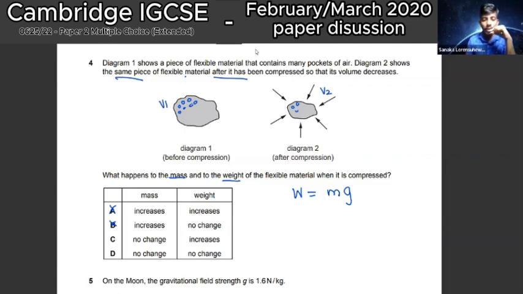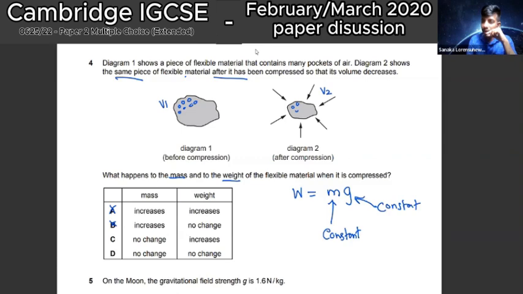Okay, let's see weight. W equals mg. The only formula is W equals mg. Weight is equal to mass times gravitational acceleration. Mass is not changing. Mass is a constant. Then gravitational acceleration is a constant value. It has a constant value. This one is constant. This one is also constant.